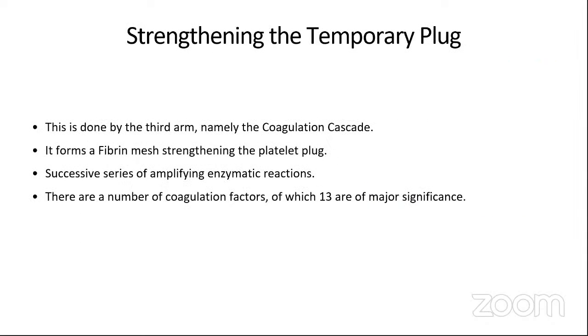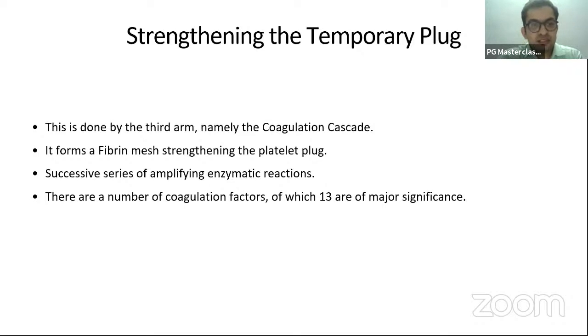Yes, ma'am. Now this forms the temporary plug, the primary hemostasis. It is unstable. It can bleed. It can get easily dislodged if there is any major movement. This has to be strengthened, and that is the function of the third part, the coagulation cascade, which forms a fibrin meshwork, strengthening the platelet plug.